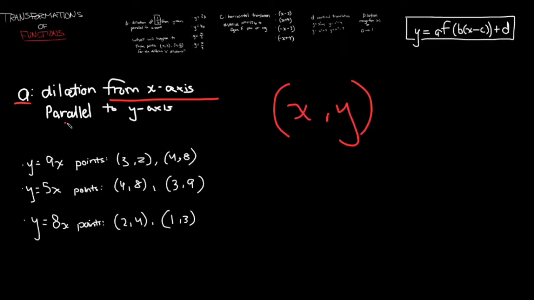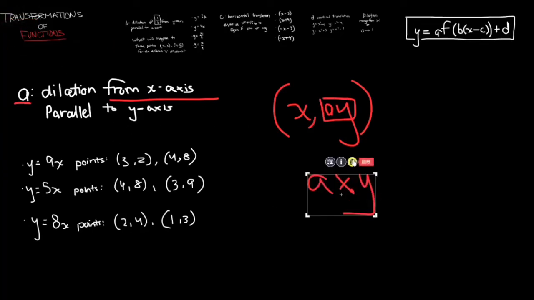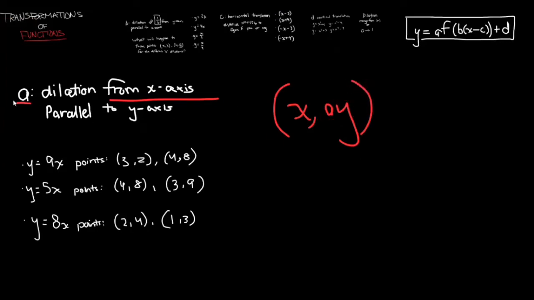So A is the dilation that is from the x-axis and is parallel to the y-axis. So parallel goes with the y-axis. So what we do is we just get rid of this little comma, and we put the A here, and obviously this means A is multiplied with y. So now that we know that A is multiplied with y, when A dilates from the x-axis and is parallel to the y-axis, all it does to the coordinates is multiply the y-coordinate. It doesn't do anything to the x-coordinate, it just multiplies the y-coordinate.